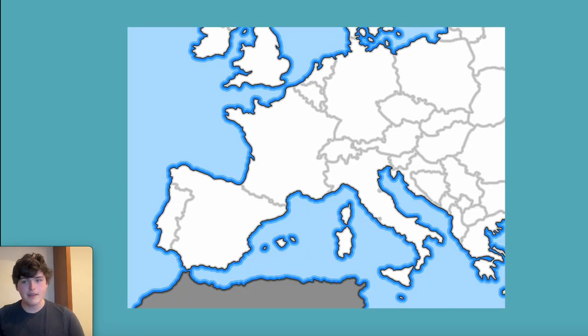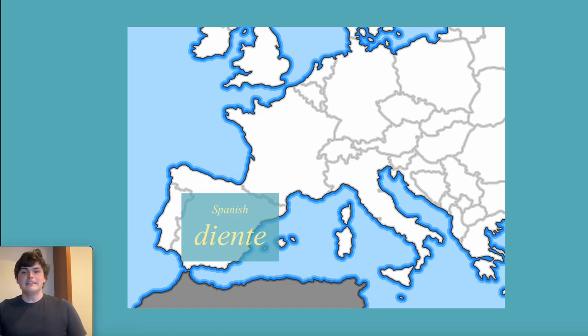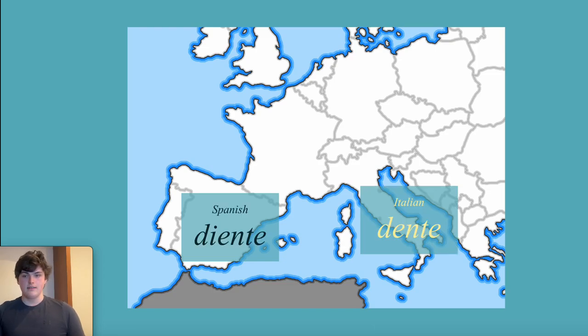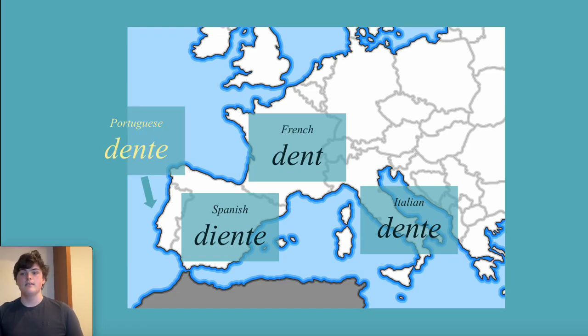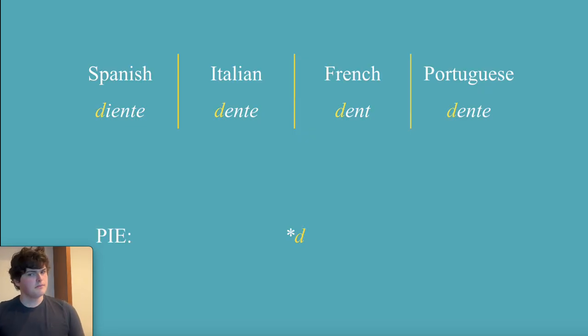For example, look at the word meaning tooth in all of these different Indo-European languages. Take my pronunciation with a bit of a grain of salt. Spanish, diente; Italian, dente; French, dent; and Portuguese, dente. All of them begin with D, so we can infer their ancestor probably started with a D.